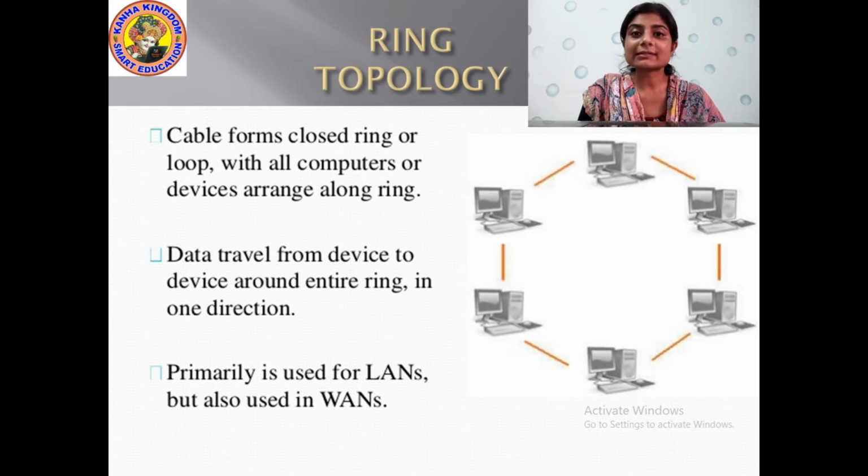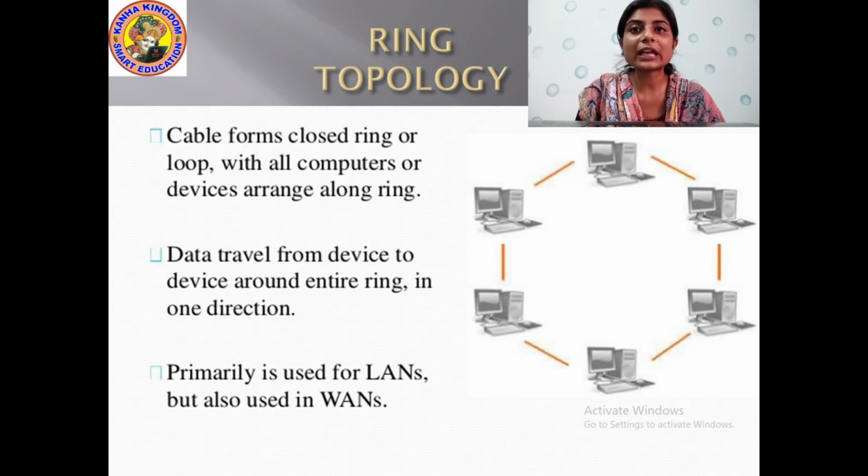That means the signal is in a continuous pathway. It does not interrupt here and there. It is in a single pathway. It forms a loop or a closed ring. You can see the picture and make it out. Then data travels from device to device around the entire ring in one direction. That means from one computer to another, and from that computer to the next one. It forms a circular direction.